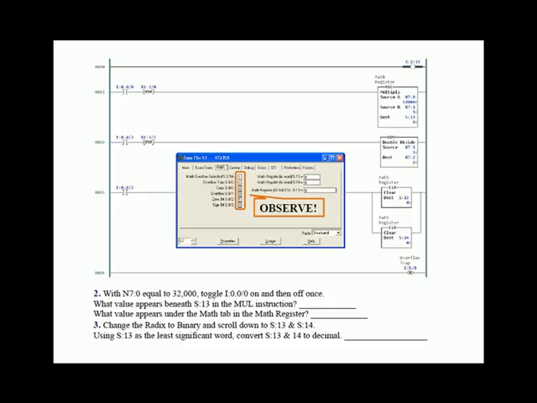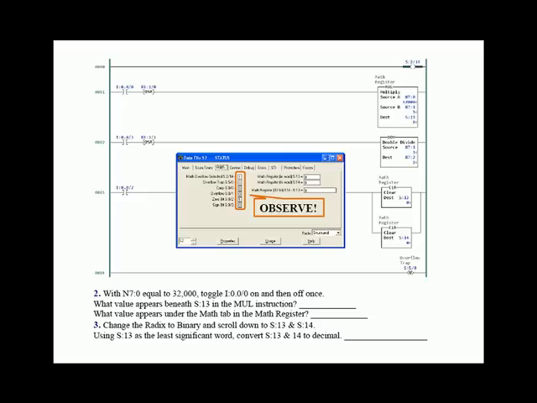Okay, so in our lab here, the first rung unconditionally selects math overflow, meaning that it selects to put the overflow into S2:14. The second rung, with a one shot, multiplies N70 times N71 and puts the result in S2:13. And since you have math overflow selected, any overflow will also go up into S2:14.